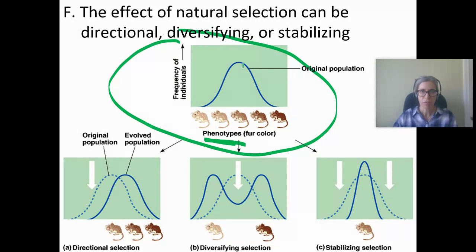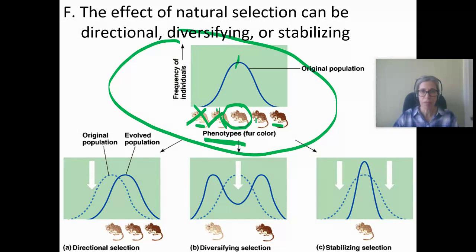So this graph is showing you that most of the mice or moles or whatever they are a medium color, but a few of them are darker and a few of them are lighter in color. It could be any phenotype along here. It doesn't have to be color. It could be weight or height or size of beak or resistance to an antibiotic. It could be anything.